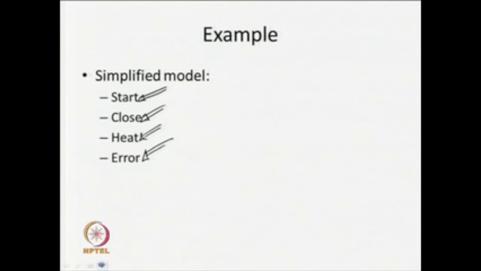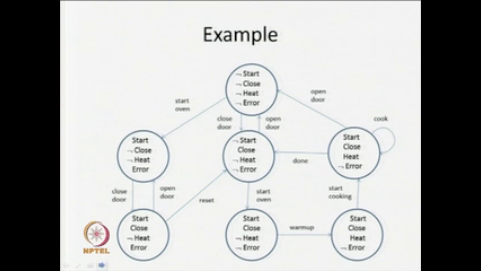Now, we have to look for the states. Basically, we can see the operation of our microwave oven. This first one is a state, and I can mark it as S1. I am saying not start, not close, not heat, not error. That means the microwave oven is in the idle situation. It has not started, the door is not closed, meaning the door is open, it is not heated up, and there is no error condition.